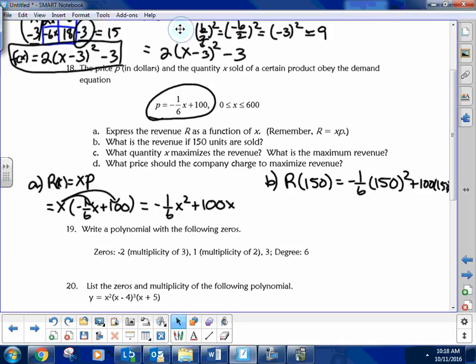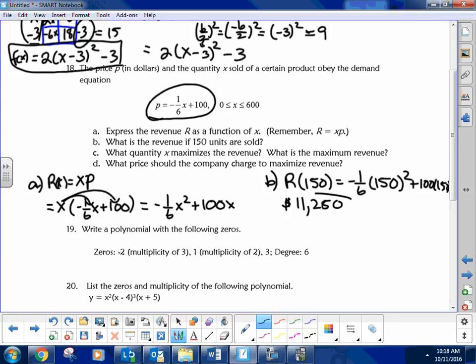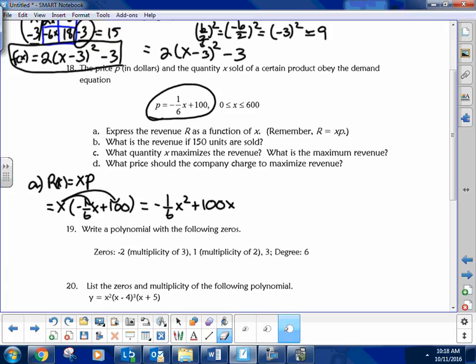$11,250 is the price. 11,250. So that'll be the amount for B. Now let's do C. For C, I'm going to erase this, so make sure this is written down on your paper. For C, it wants me to know what X maximizes revenue, and what is the maximum revenue.